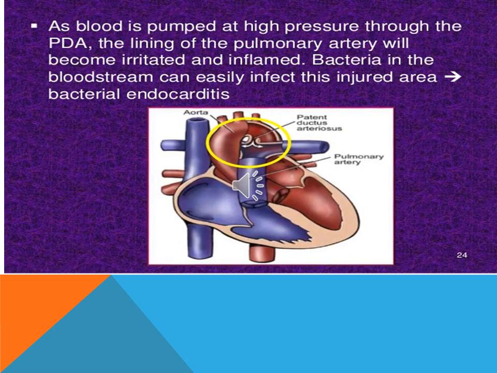This patent ductus also is there, so in these babies with pulmonary hypertension and congestion, the lung tissue will be inflamed and irritated. When any part of the body is irritated and inflamed, it is easy to get infection. That's why these babies are more liable to get infective bacterial endocarditis.